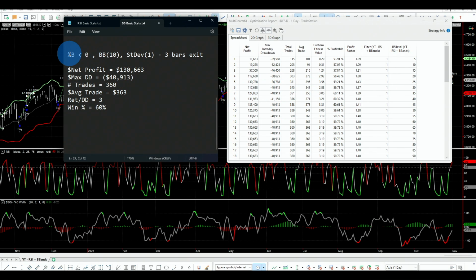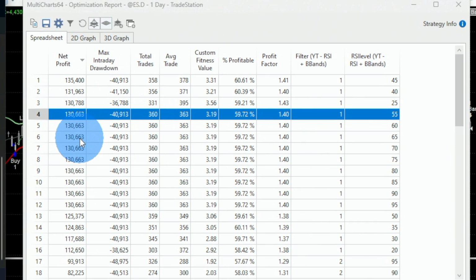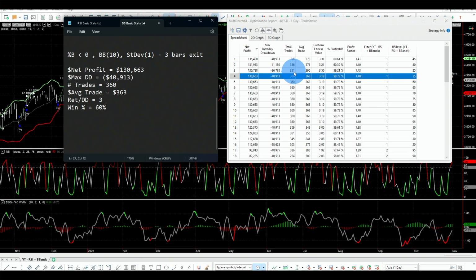So just to compare, this is the original strategy when the %B is below 0, that means when the close is below the lower band, moving average is 10, the standard deviation is 1. We are exiting after 3 bars. These are the stats we got. So let's see if we can enhance our strategy by using the RSI filter. If I sort by net profit, first of all, we notice that there are only 3 strategies that beat our original strategy. But we notice that it is not significant. So we reduce our drawdown a little bit and our trades by 29 trades. So we barely touch our drawdown.